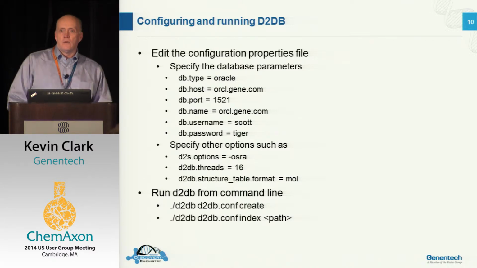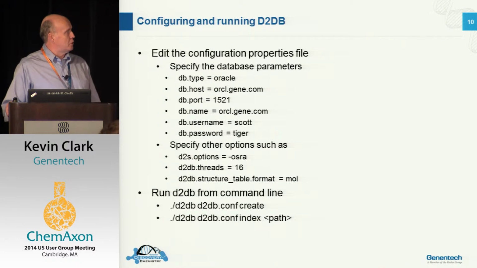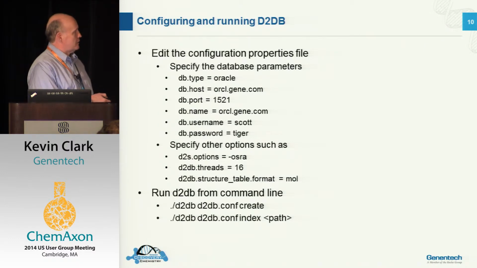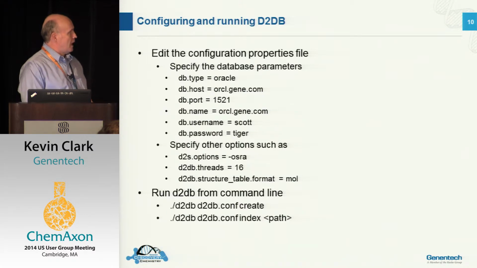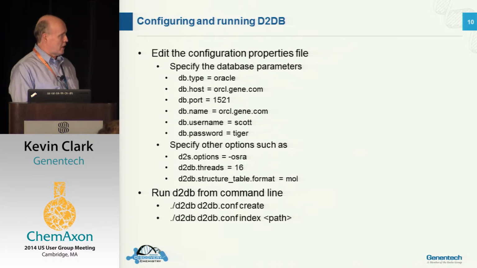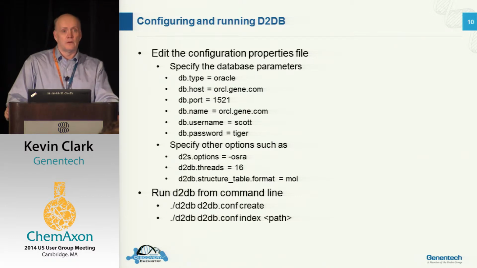So configuring and running Document to Database could not have been easier. The first thing you have to do is edit a configuration file. The main thing you have to do is set up your database parameters. And the next thing you need to do is specify a number of different options. For example, I've turned off doing an OSR search, and specified a number of threads and the molecule type. That's it for configuring it.